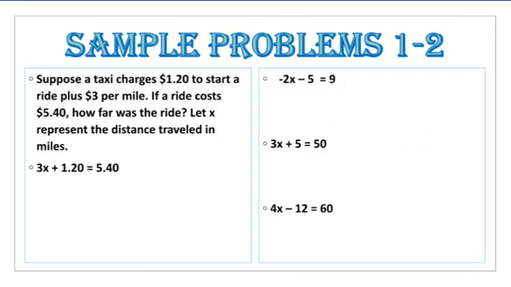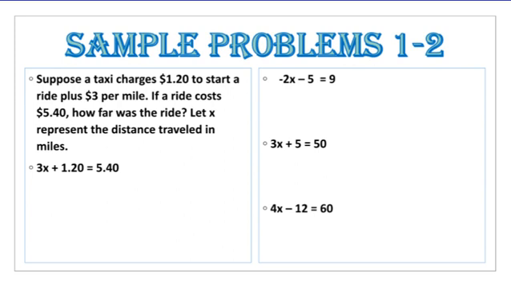Let's take a look at an example here. Suppose a taxi charges $1.20 to start a ride plus $3 per mile. If a ride costs $5.40, how far was the ride? Let x represent the distance traveled in miles. So they already have the equation written for you. The 3x, because it's $3 per mile and x stands for the miles, and then you automatically have to pay the $1.20 to start the ride. And the total cost was $5.40.